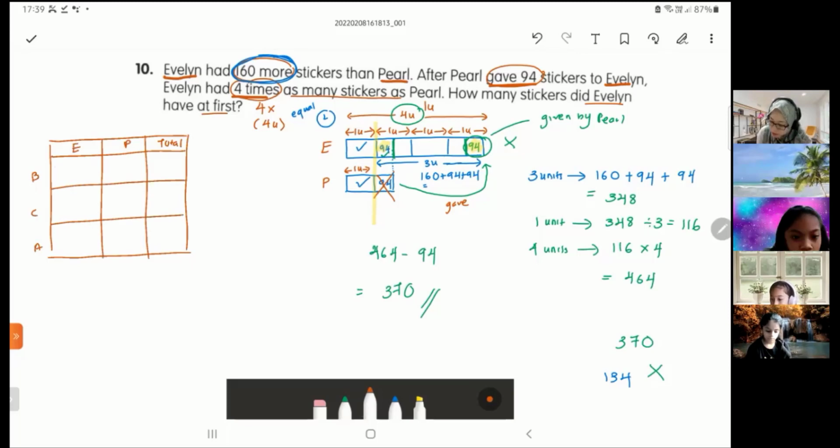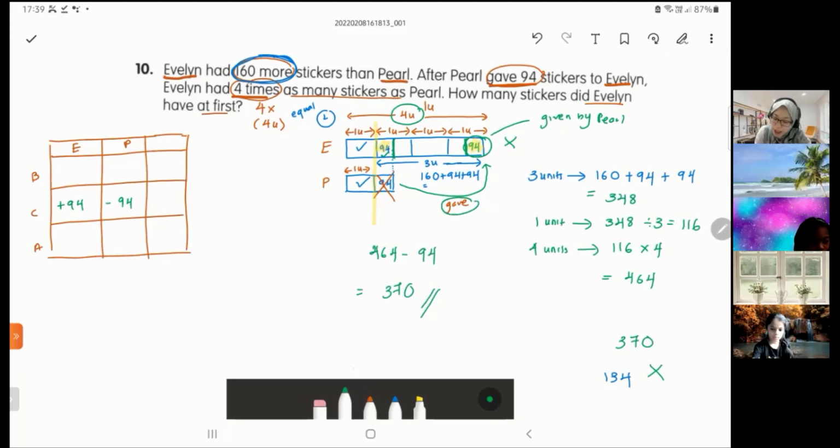So at first, Evelyn had 160 more. I do not know how many, so I just leave it there first. This one I don't want to put total, I just leave it as blank first. It's either total or the difference. And then I know Pearl gave Evelyn 94. So Pearl minus 94. This one gets 94 from Pearl. This part here, I'm putting it here.